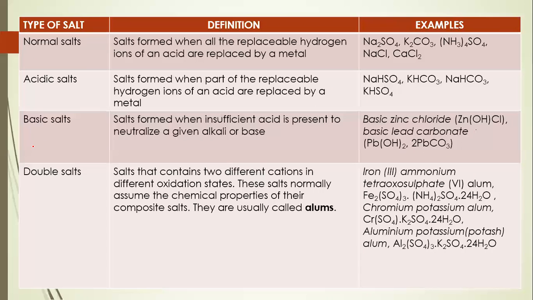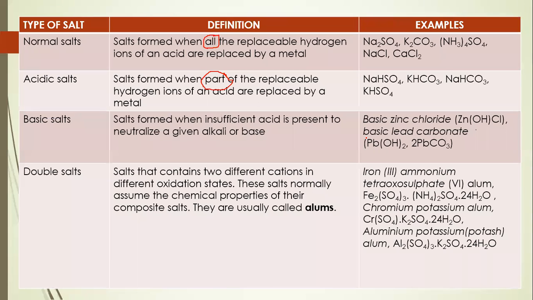The second one, acidic salts. Now, these are salts formed from part, not all, of the replaceable hydrogen ions. So the normal salt has all replaceable hydrogen ions of an acid replaced by metal, but with the acidic salts, they are formed when part of the replaceable hydrogen ions of an acid are replaced by a metal. So just part of the replaceable hydrogen ions of an acid are replaced by a metal.